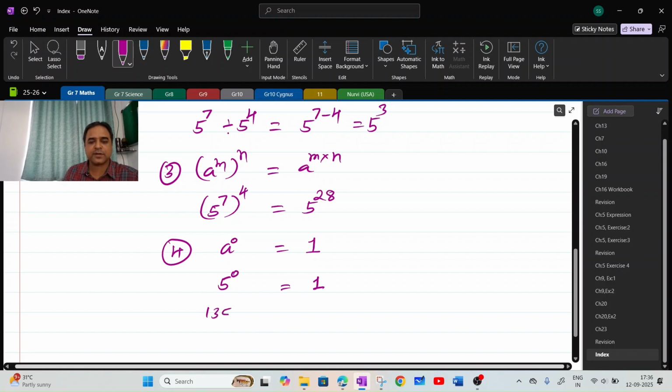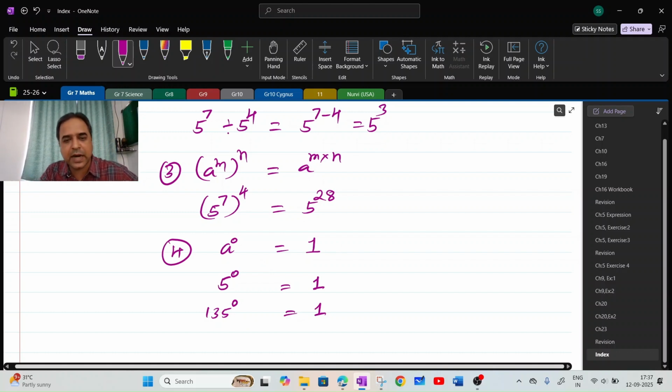Suppose 135 to the power 0. Here also it will become 1. Now understand why this is becoming 1. What is the operation behind this answer?